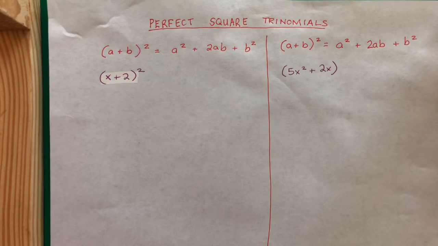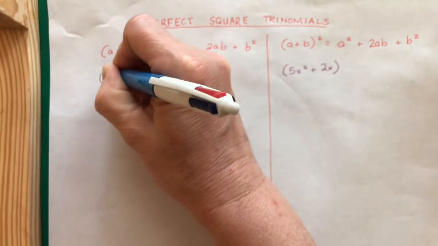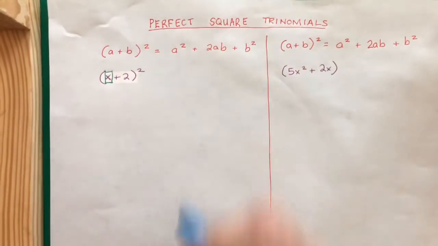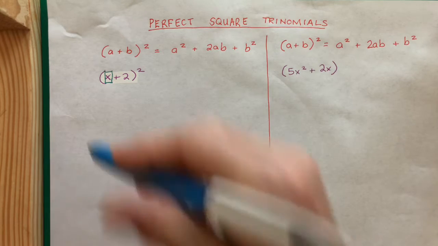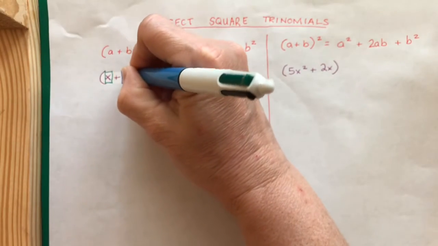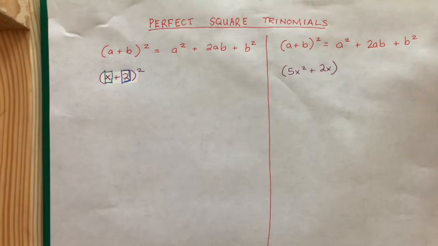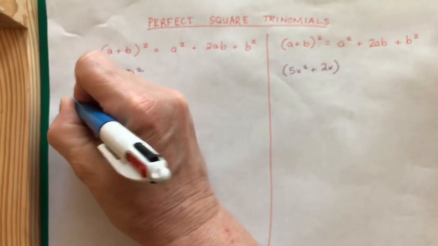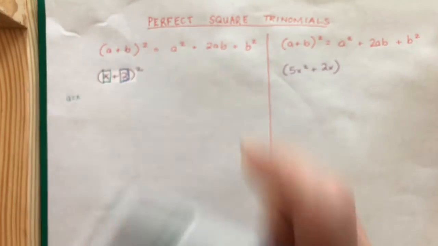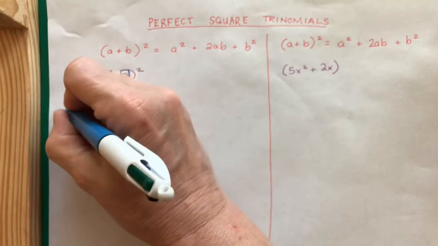Now, let's look at this. If my a is whatever is here, so in this problem, it's x. And I'll use another color for the b. I'll do my b in blue. My b is going to be 2. So a equals x and b equals 2. I'll put that over here on the side.